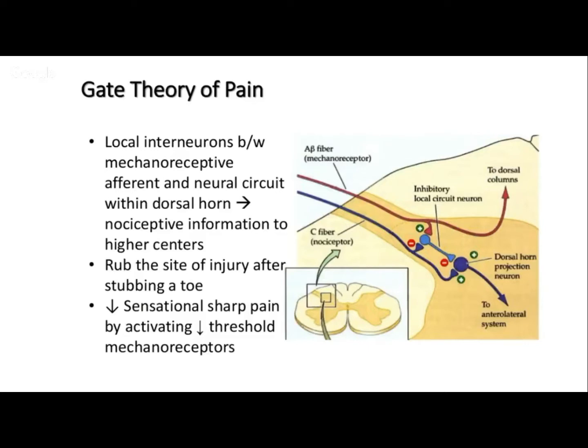So for instance, when you bump your toe somewhere and have pain there, your natural instinct is to block that pain by pressure sensation. So the pressure travels faster and blocks this pain. So it decreases sensation of sharp pain by activating the low threshold mechanoreceptors. So this is all the book had. I'm just going to go over some questions.